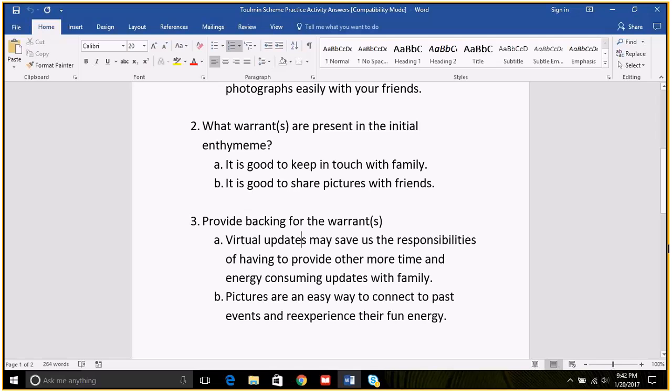And that is a way of addressing to that audience that this is a good alternative, even if they don't want to keep in touch with family. It's something we all kind of have to do, and so virtual updates may be the best way for them to do that, even if they don't want to.